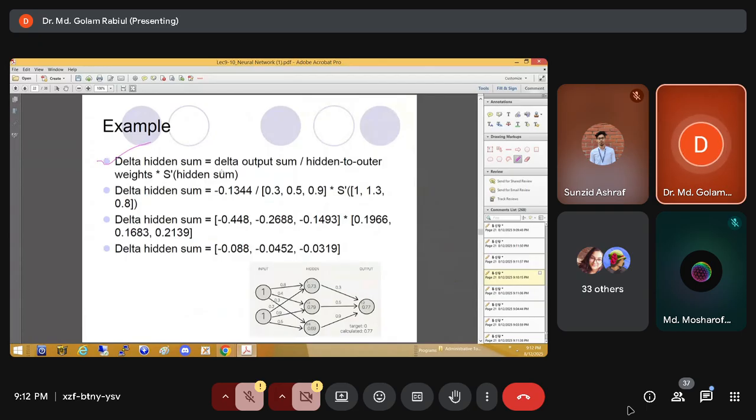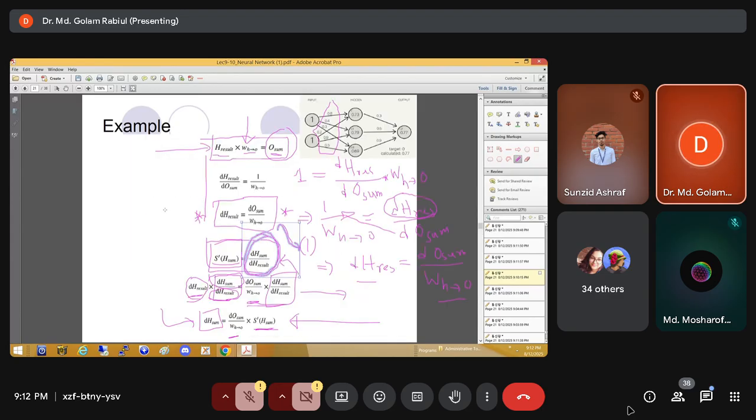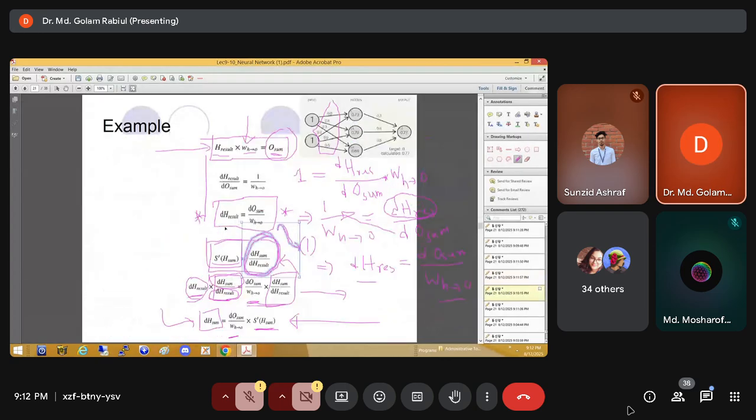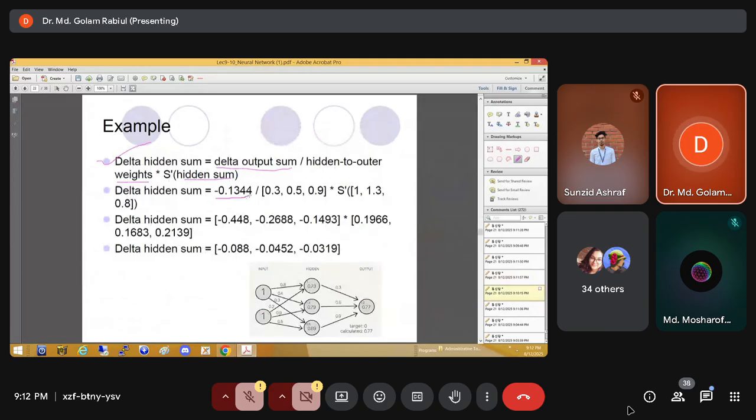So the delta hidden sum will be the delta output sum divided by the hidden to output layer weights, times the derivative of the sigmoid of the hidden sum. Okay. Now, we have already calculated the delta output sum. Here is the delta output sum, which we calculated as negative 0.134. And then the hidden to output weights, so these are the weights of hidden to output: 0.3, 0.5, 0.9.